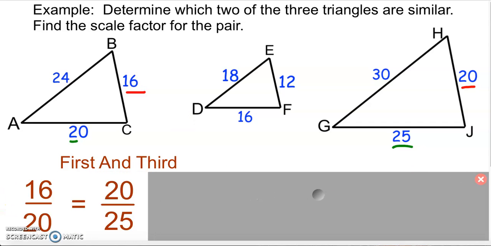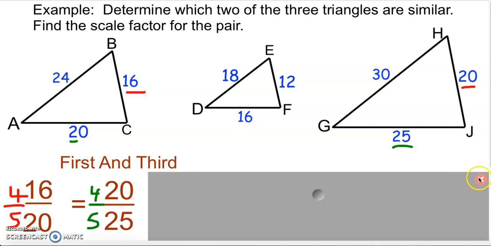So when I reduce those numbers, I can factor a 4 out of 16 and 20. So this becomes 4 over 5 because 16 is 4 times 4, 20 is 5 times 4. I can factor a 5 out of 20 and 25. This is 4 times 5, and 25 is 5 times 5. So they match. So I keep going.